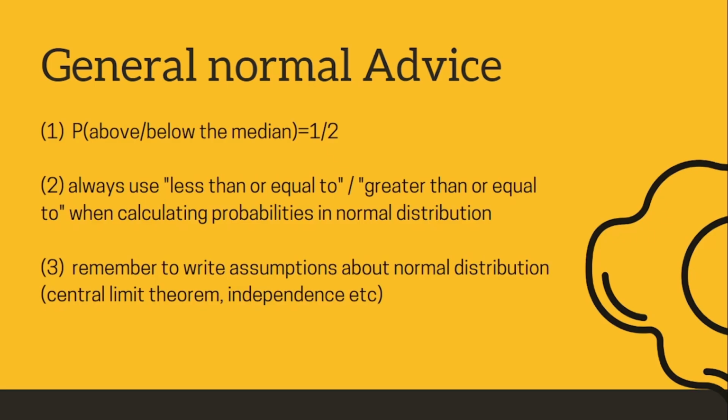Some general advice is that whenever they ask you to calculate the probability of something directly above or below the median, because the median is literally the middle value, the probability of being either above or below is always going to be half. And we always want to use less than or equal to or greater than or equal to when calculating probabilities in a normal distribution. For any questions, they usually ask you to write some assumptions about the normal distribution, so remember to write those down as well, whether it's central limit theorem, independence, or something else.